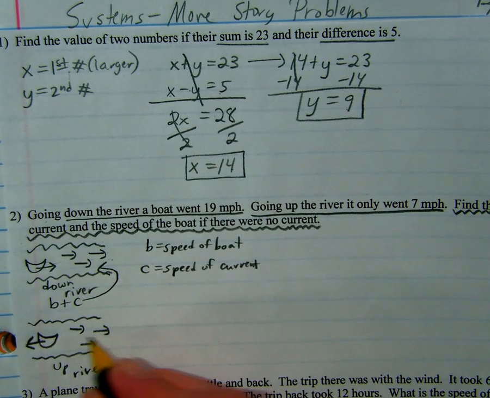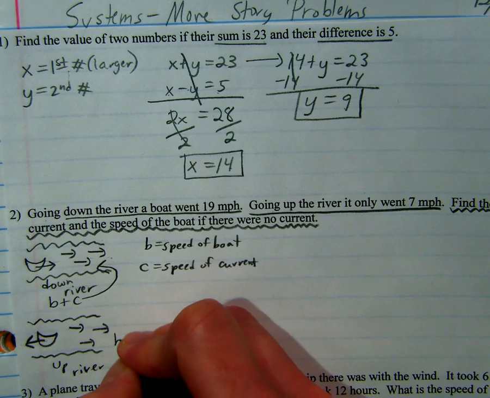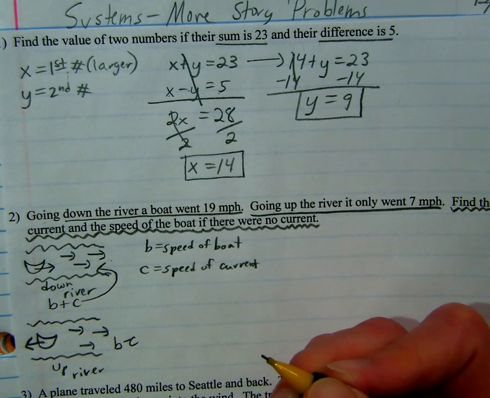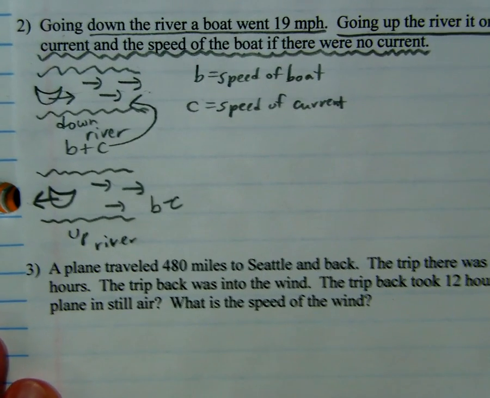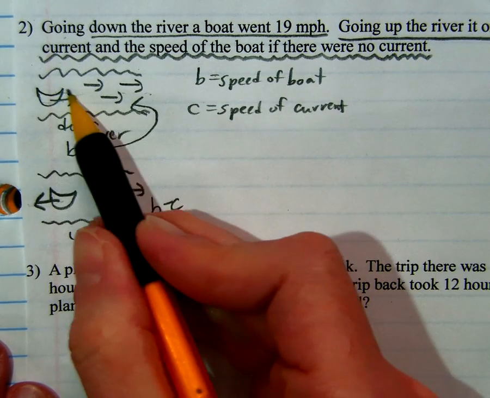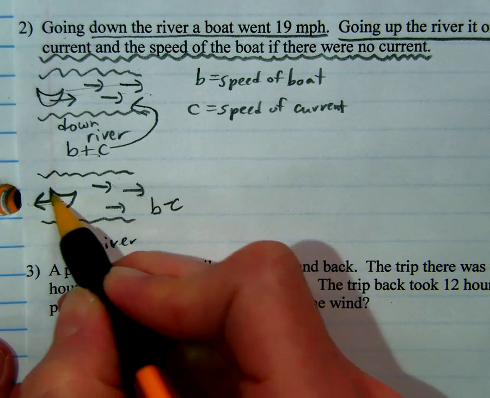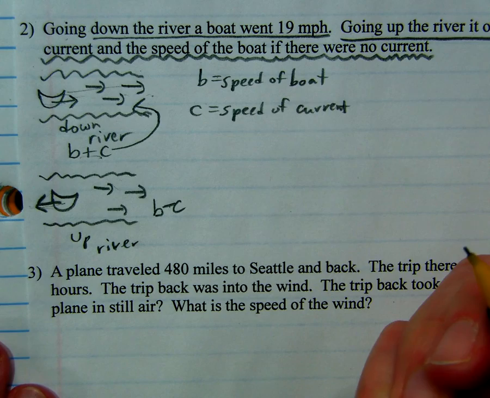If I'm going upriver and I'm going against the current, that would be the boat minus the current. And so that just kind of gives you an idea. Let me zoom in a little bit because I realized you probably can't see. So when the boat is going with the current, you add the boat and the current together. When the boat's going upriver against the current, you subtract the boat and the current.